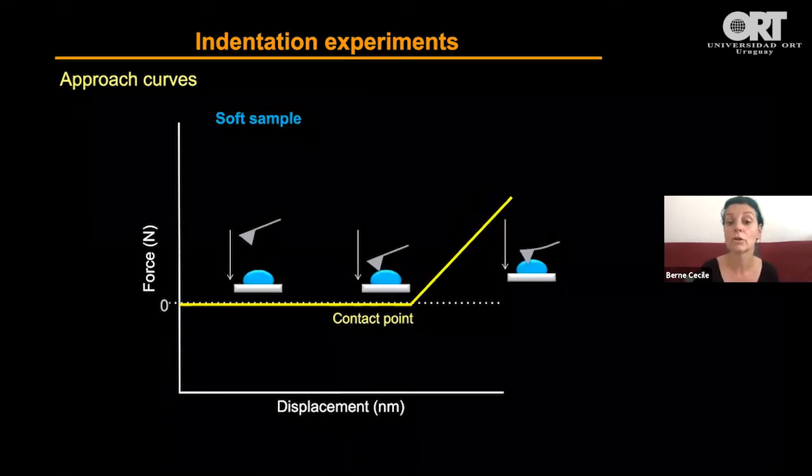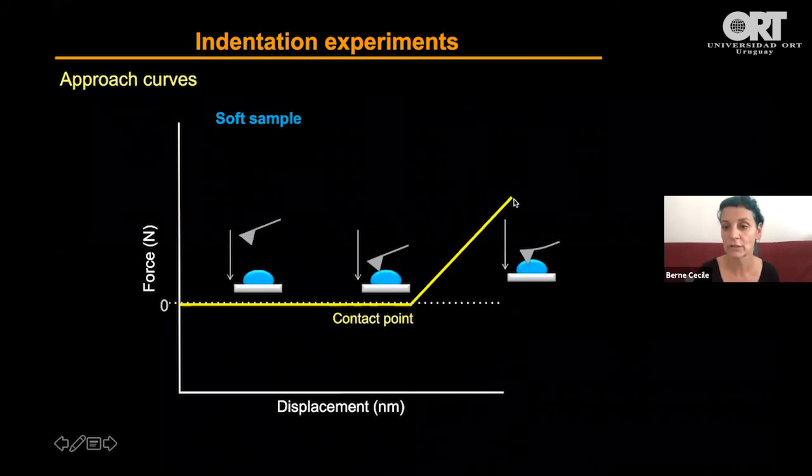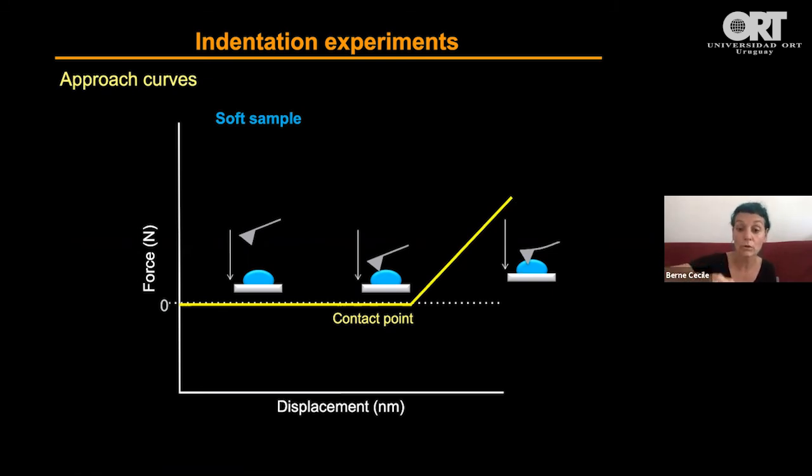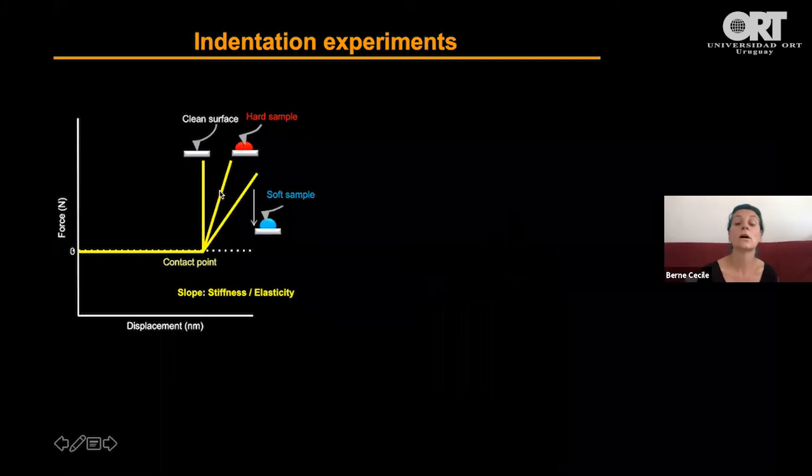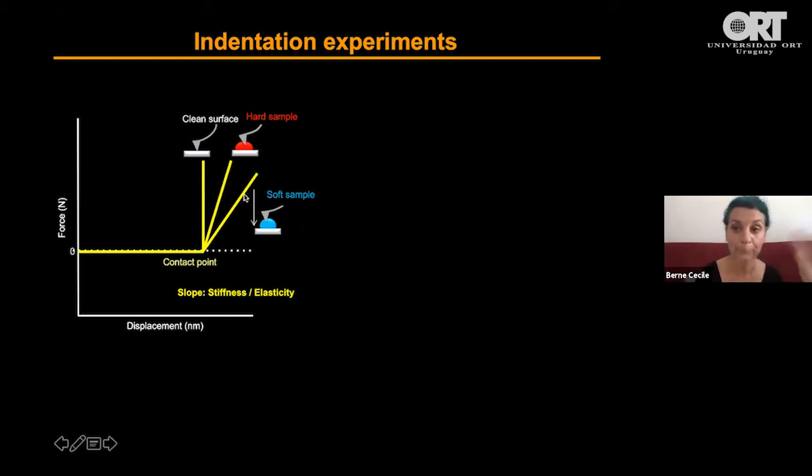If you do the same on a soft sample, you will have even less deflection. It's a bit like when you take butter and try to cut it with your knife. If you take butter out of the fridge, you will need more force than if you take butter that is at room temperature. The tip will penetrate more easily if the sample is soft. So these are our 3 examples, and thanks to the slope, we can learn about the stiffness and the elasticity of our material. The less stiff and the more elastic the sample is, the lower the slope will be.